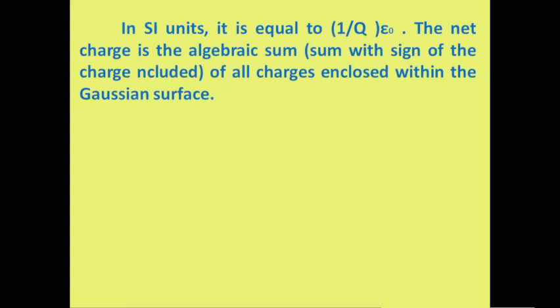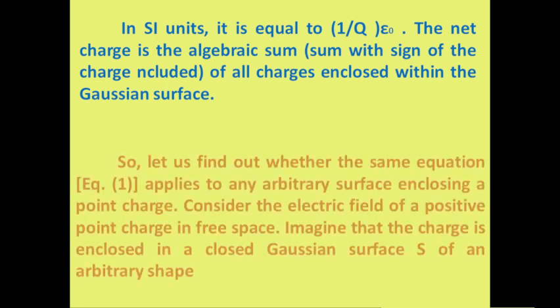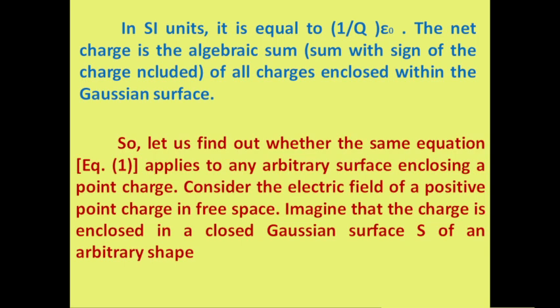So here, the SI unit, according to the statement, is equal to 1 divided by epsilon naught, and the net charge is the algebraic sum of all charges enclosed within the surface. That is, capital Q is the summation of small q. Then let us find out whether this equation 1 applies to any arbitrary surface enclosing a point charge.